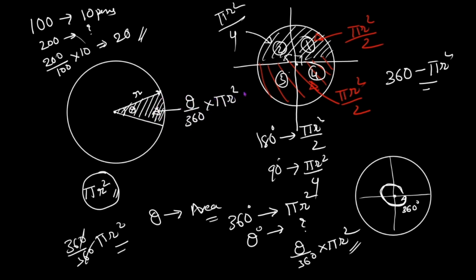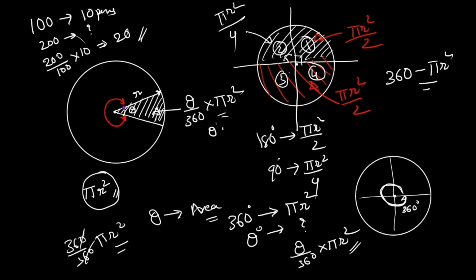Here theta is in degrees. Because we are putting 360 in degrees, the theta also should be in degrees. So theta by 360 into pi r square. If you put it in, you will get the sector area. In this, whichever angle covered is smaller compared to the other angle. What is the other angle we have here? Here is theta degrees. What is the rest of this angle?